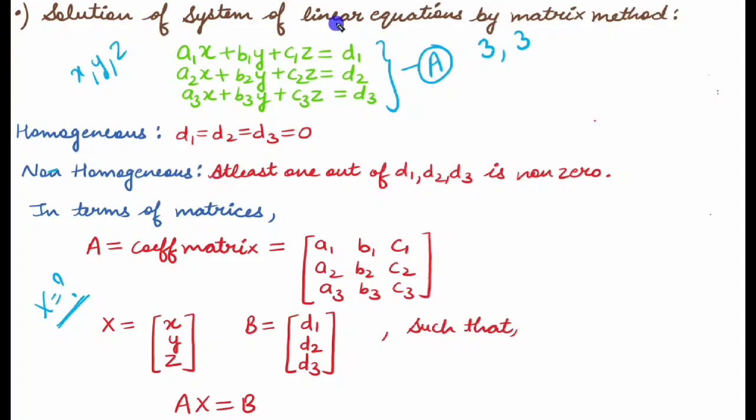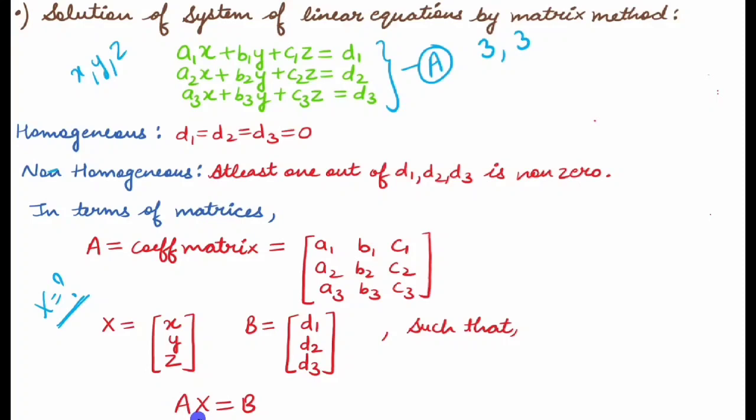Now after this, the constant terms will be d1, d2, d3. With their help, writing them column-wise, we will make one more matrix. Writing d1, d2, d3 column-wise, we have made matrix B. Now by using these three matrices A, X and B, the system of linear equations can be represented as AX is equal to B. So the matrix form of the system of linear equations is AX is equal to B.